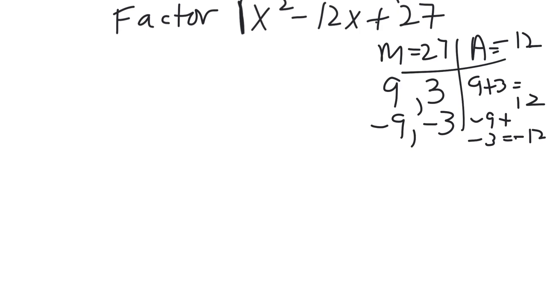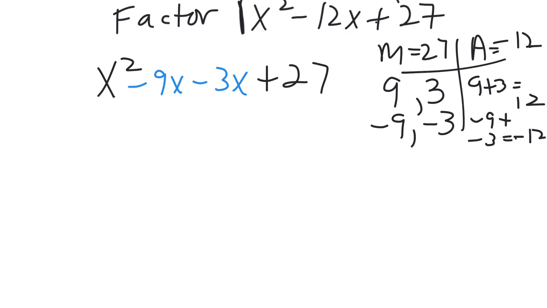All right, so I'm going to take my trinomial, rewrite it. I'm going to throw in my new and improved numbers here. So let me throw in the negative 9x and negative 3x in there. Okay, so now again, I'm going to look at the first two terms, take out what they have in common, which is an x, write what's left over, which is x minus 9.